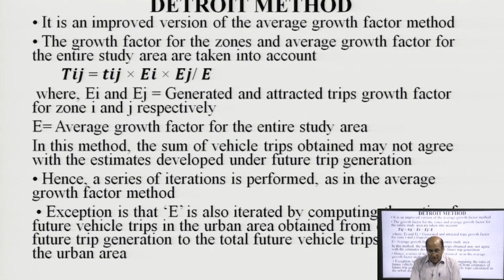In this method, the sum of the vehicle trips obtained may not agree with the estimate developed under the future trip generation. Hence, a series of iterations is performed as in the average growth factor method. Exception is that E is also iterated by computing the ratio of future vehicle trips in the urban area obtained from the estimate of future trips generated to the total future vehicle trips calculated in the urban area.